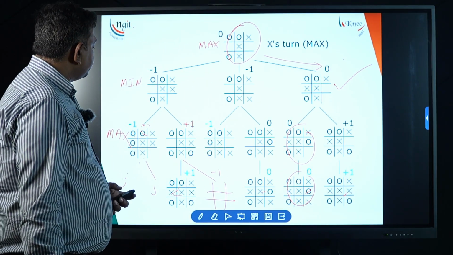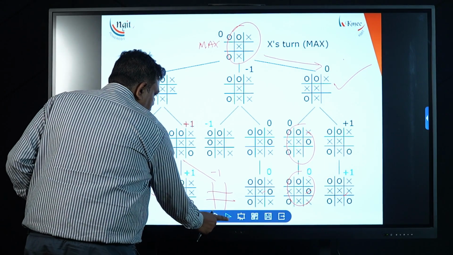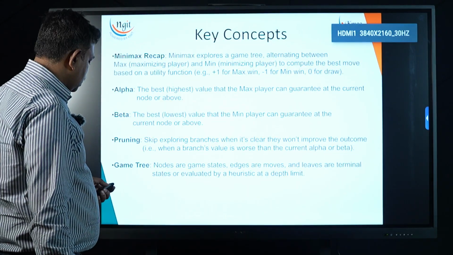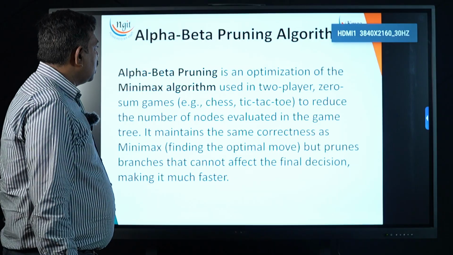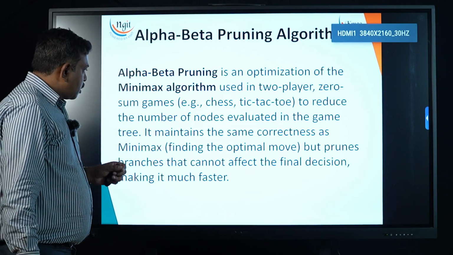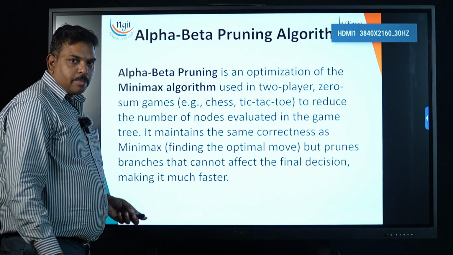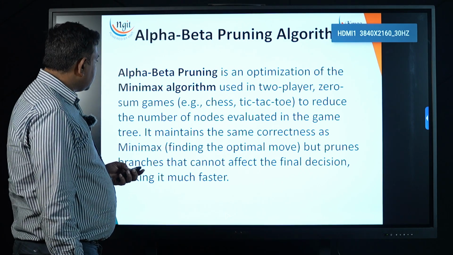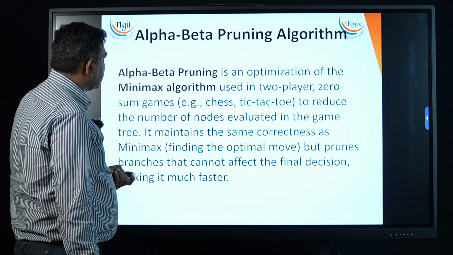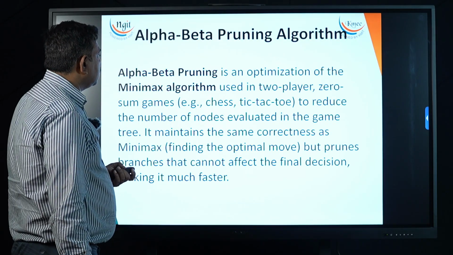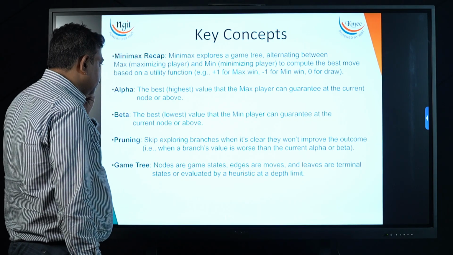The second algorithm that is used in advanced search is the alpha beta pruning algorithm. The alpha beta pruning algorithm is just a refinement of our min-max algorithm.